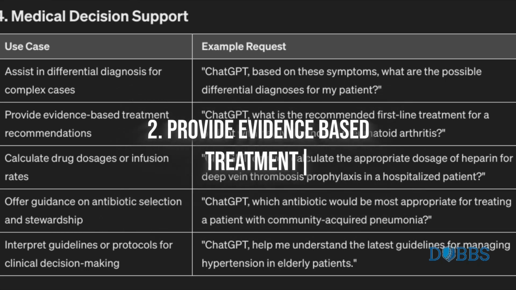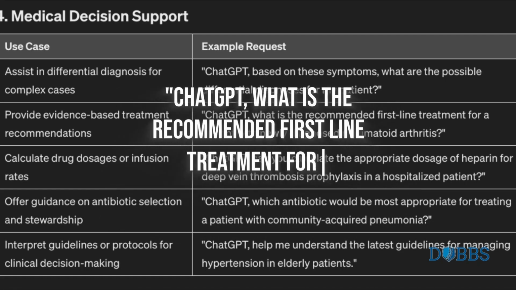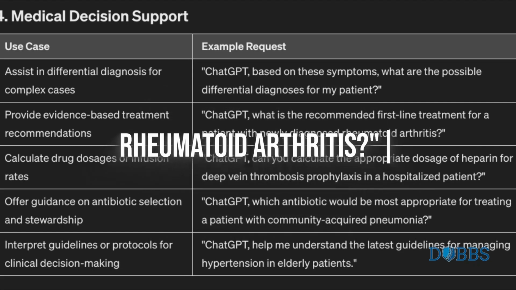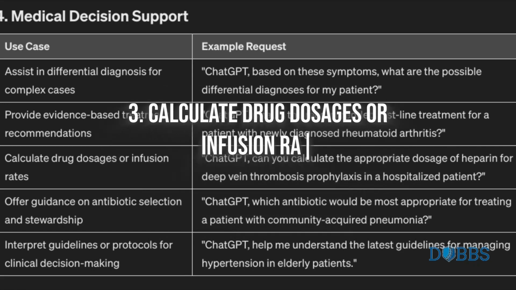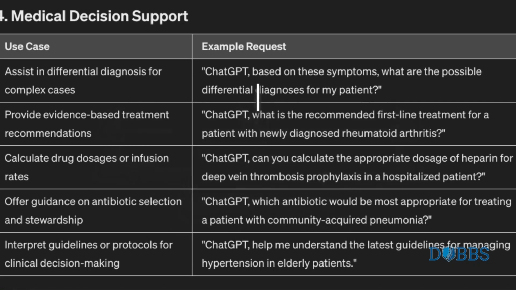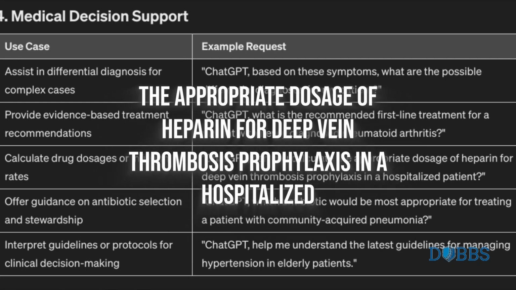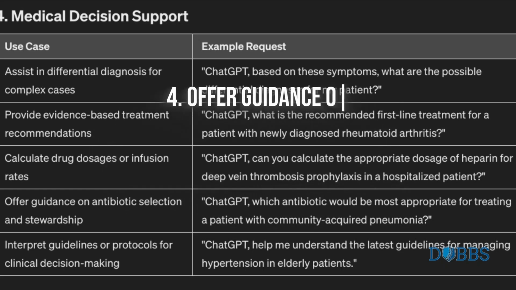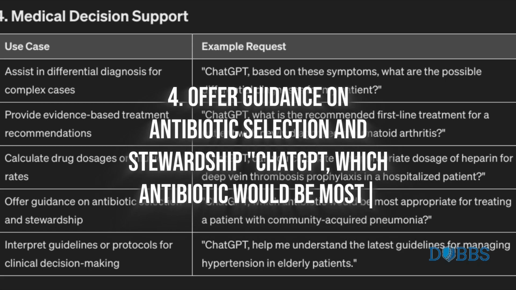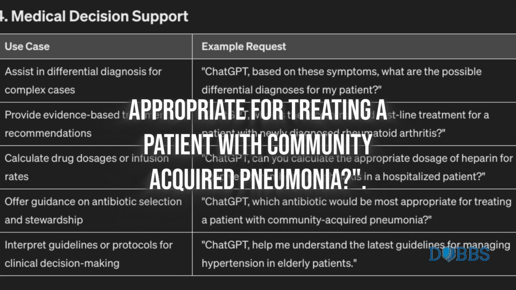2. Provide evidence-based treatment recommendations. ChatGPT, "What is the recommended first-line treatment for a patient with newly diagnosed rheumatoid arthritis?" 3. Calculate drug dosages or infusion rates. ChatGPT, "Can you calculate the appropriate dosage of heparin for deep vein thrombosis prophylaxis in a hospitalized patient?" 4. Offer guidance on antibiotic selection and stewardship. ChatGPT, "Which antibiotic would be most appropriate for treating a patient with community-acquired pneumonia?"